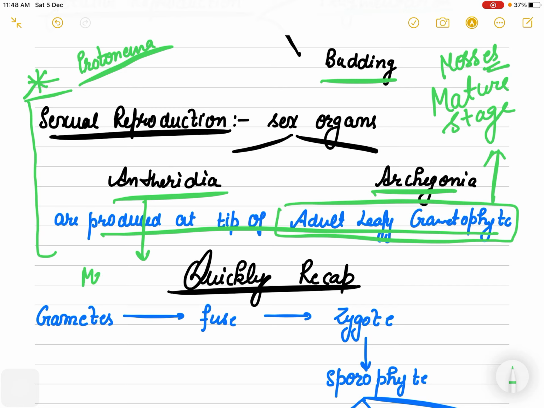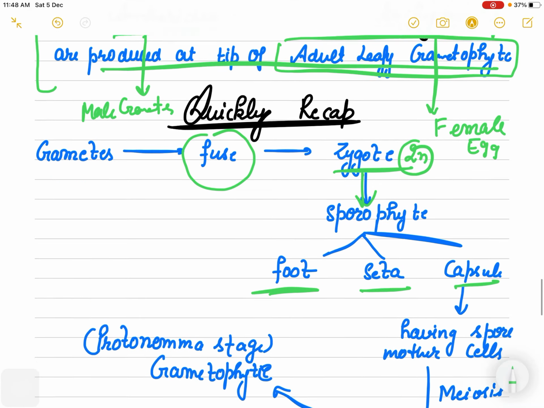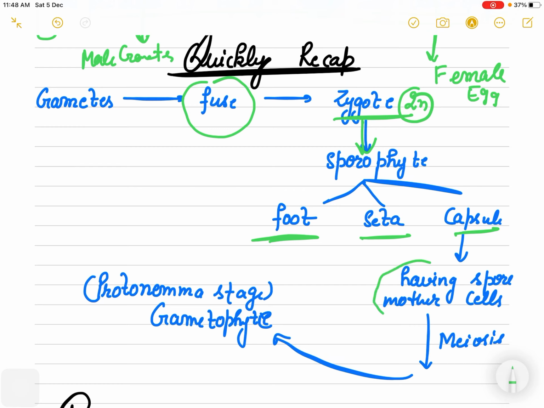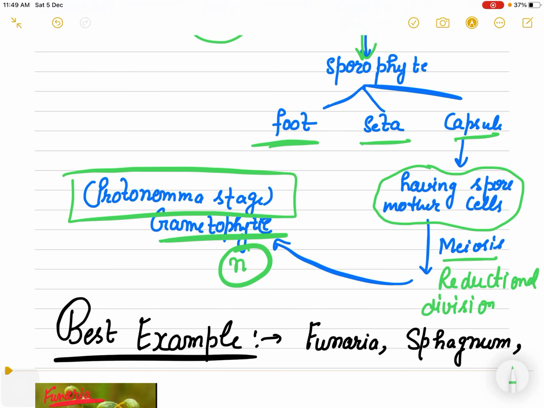So now the male gamete will be produced and it will fuse with the female gamete, which will be the egg. Now they will fuse, a zygote will be formed, and because it is diploid, the sporophyte will develop. The sporophyte will have foot, seta and capsule. The capsule has a few cells which will act as spore mother cells. They undergo meiosis. Because which division is meiosis? Reductional division. Reductional division means now the gametophyte body will be haploid, which will be your protonema stage.